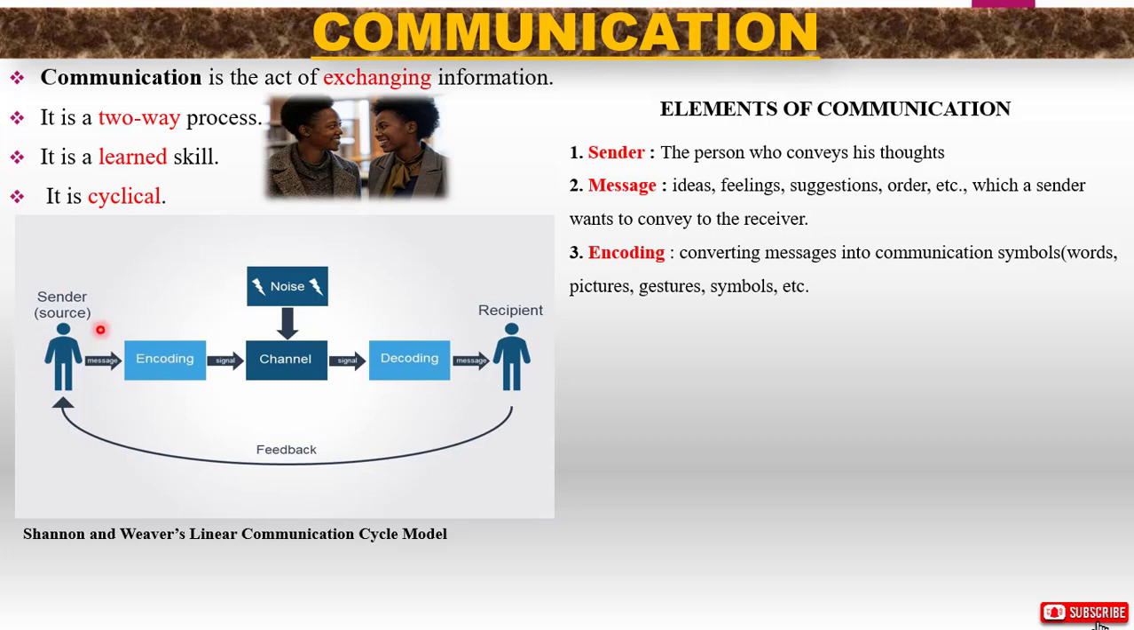Now, after the message has been encoded, it must pass through a channel. Now, what is the meaning of channel in the communication process? This is the medium through which the message is sent. The medium can be in a written form, face-to-face, through a telephone, letter, or the internet. So the channel over here is the medium through which the sender will send the encoded message.